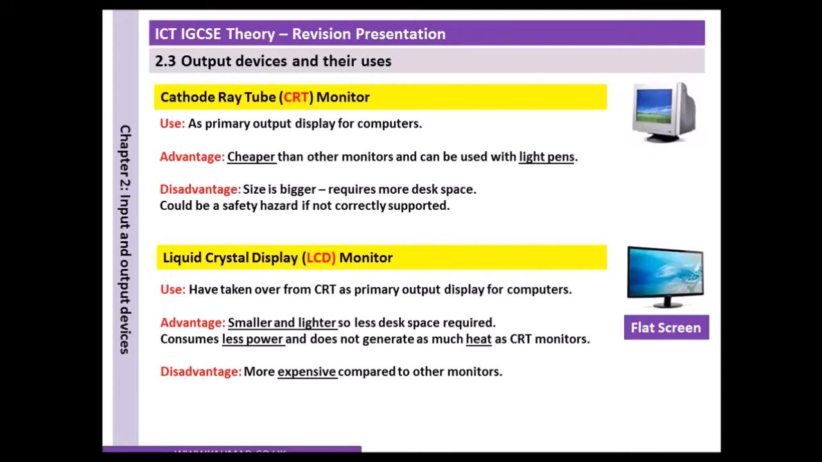We're going to be focusing on monitors. So a monitor is a primary output display for a computer. Okay, so there's 4 different types of monitor which we're going to be looking at.